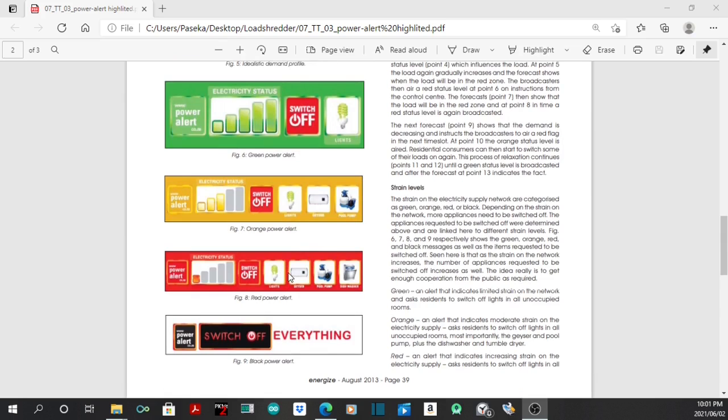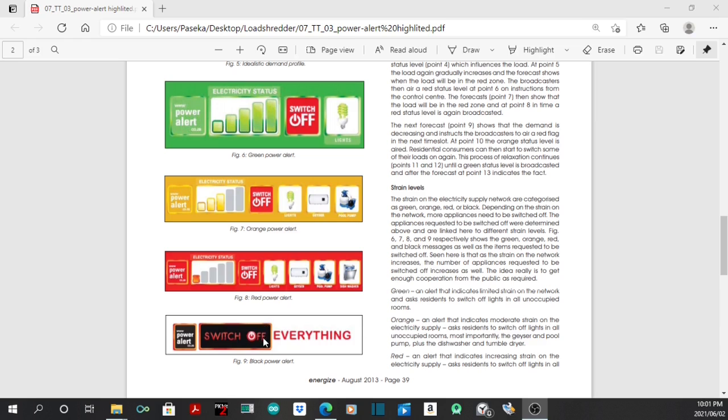And also, there are levels to this whole power alert. As you can see, you have your red, which shows that you need to switch off, like most appliances. The black level is everything. You have your orange and you have your green. So basically, your green light is to say you still save, and then as you go up, all the way to the black level, it shows that the grid is in a severe condition and that you need to switch off most of your unnecessary appliances.